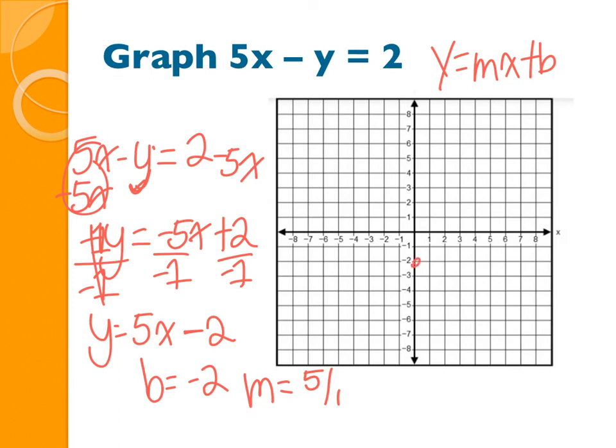Mark my negative 2. I'm going to go up 5, 1, 2, 3, 4, 5, and over 1. Now I also can go down 1, 2, 3, 4, 5, and over 1. So when you're graphing from standard to slope-intercept form, you need to make sure you get the y by itself. And remember, your slope cannot be a decimal.